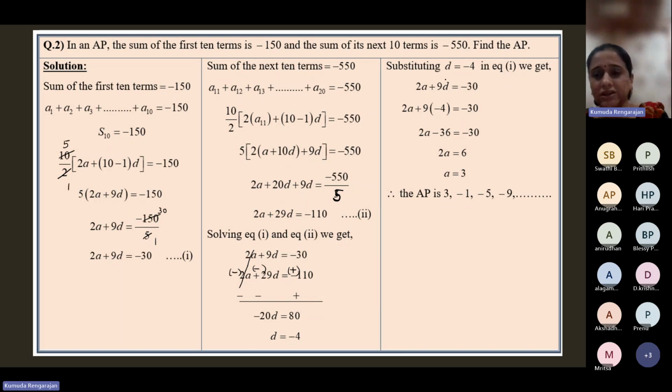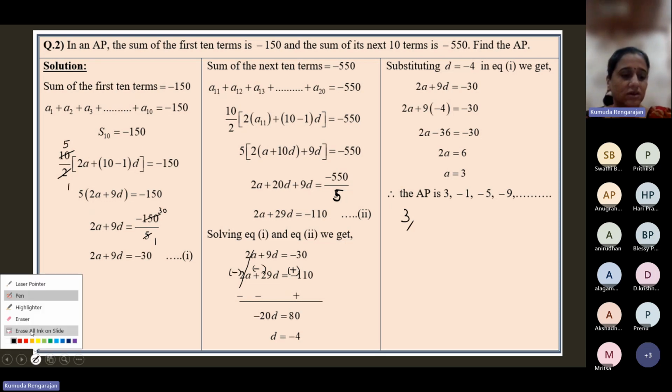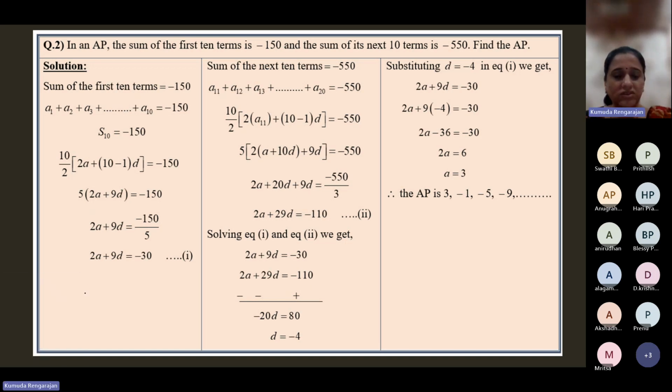Then substitute d equals minus 4 in any one of the two equations, equation 1 or equation 2, and get the value of a. So how do you generate the AP? Write the first term, 3. A plus d is the second term. What's the second term? A plus d. So it's 3 plus d.